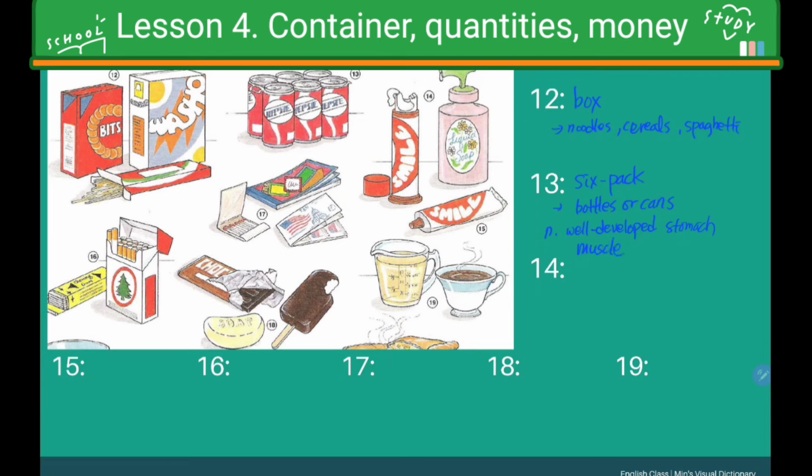And number 14, we have a pump. Pump. And the pronunciation is like that. Pump. And it's a piece of equipment.